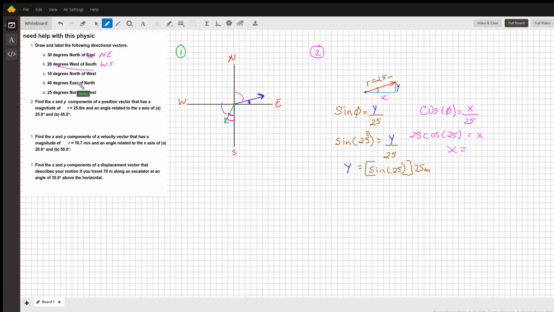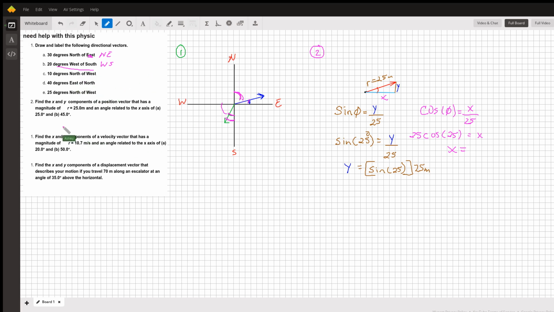Okay, and number C is north of west, so it's northwest is what you're thinking of. East of north, again, is going to be with respect to the y-axis because it's east of the north. So it would be an angle like here, okay, for D.